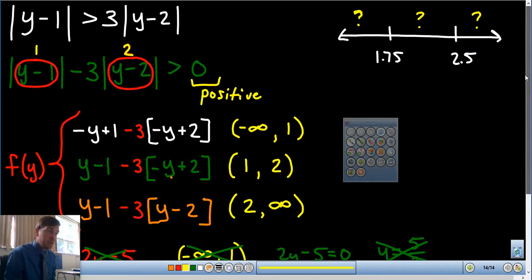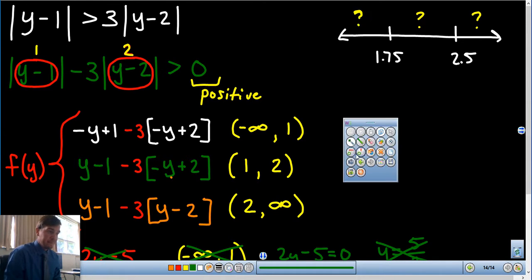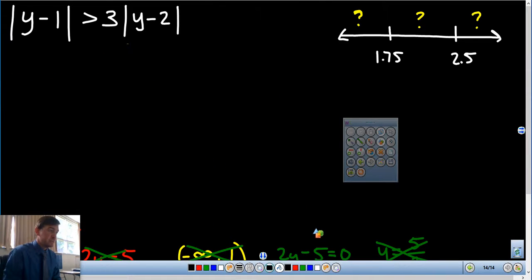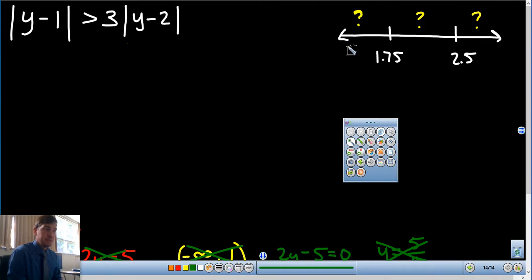What we can do is plug in a number from each of those regions, and I would keep numbers as simple as you could. Just plug it into the real one here and see if it makes sense. So I'm going to give myself some space here, covering up my extra work here. Let's just plug in something from this area. That would be like 0.